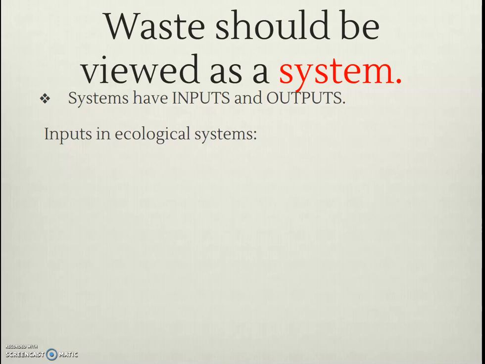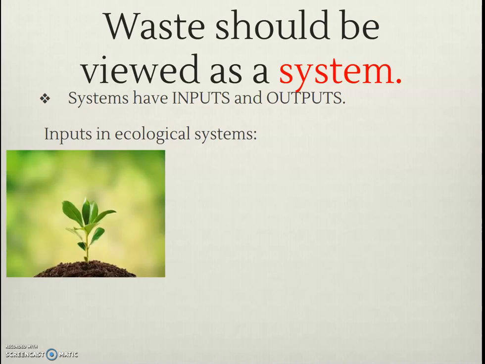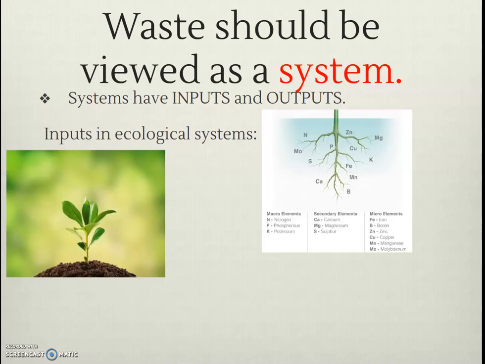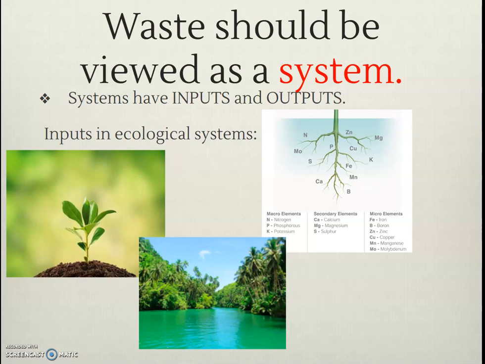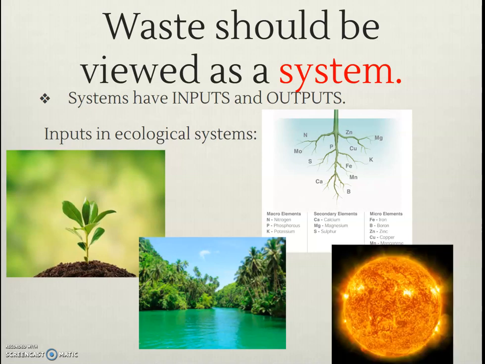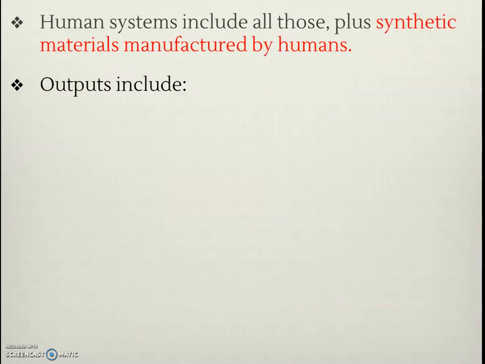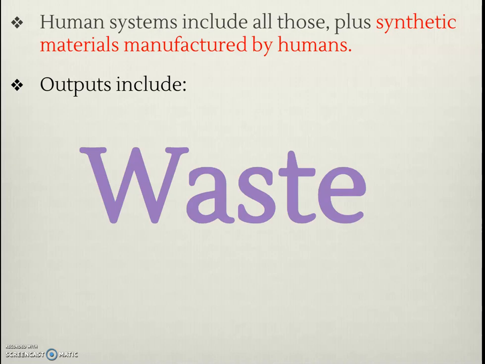So waste should be viewed as a system, and systems have inputs and outputs. And the things that we think about in ecological systems, we think of plants, we think of roots, we think of sort of full ecosystems, we think of the energy that comes in from the sun. And all of this is very natural and very regular. Human systems include all of those, but we also have synthetic materials that we make. And so in systems, some of the outputs include things that we call waste.